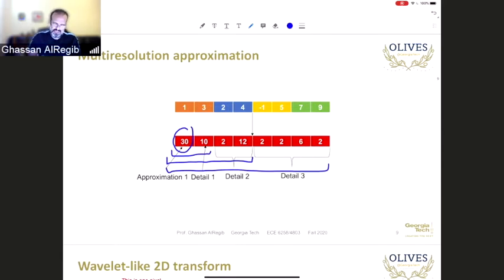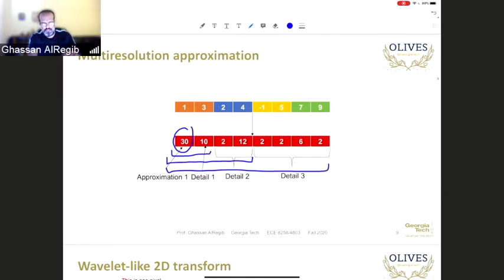Having this approximation and details gives you this capability to have multicasting, meaning that for the same cache server or the same content server with a certain movie from Netflix, for example, you send the same movie to user A with only approximation and detail 1.